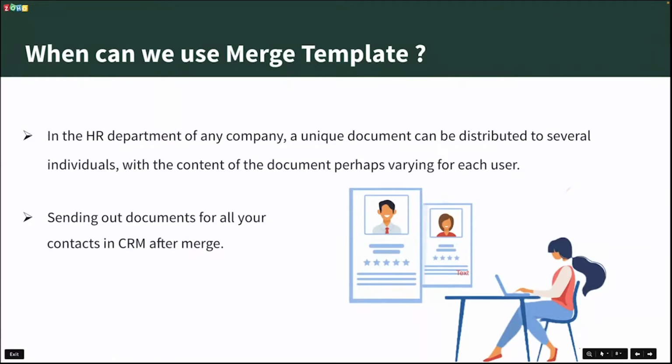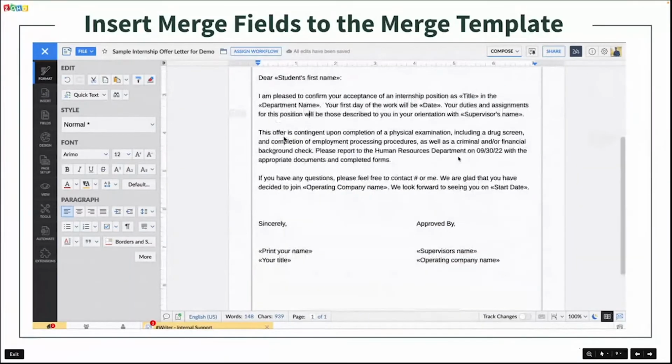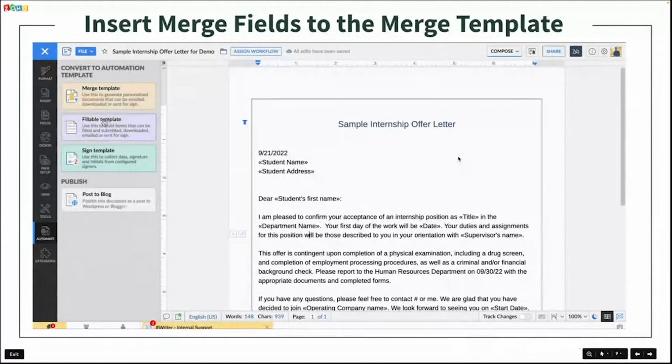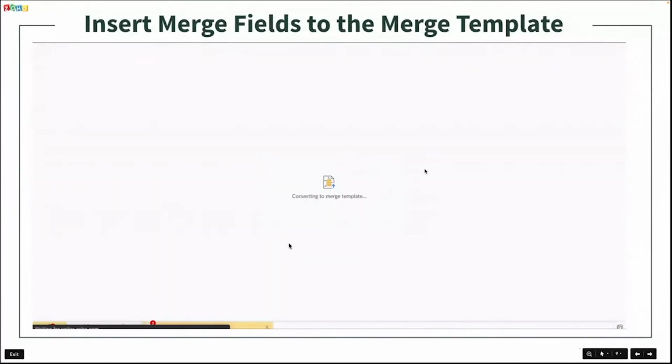When talking about the use case of using the merge template, if you are a HR department or any firm for that matter, where you would want to send out unique documents to different people, where the content of the document might be different for each user, in that case, you can use these merge templates. You can also merge and send documents for signing for a list of contacts in your Zoho CRM account itself. Here, I have used the example of sending out an internship offer letter to different users for signing.